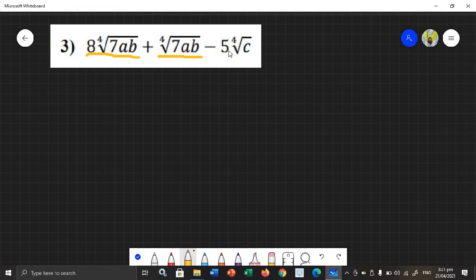Si 5 fourth root of c will remain. So what will happen here is we will be finding the sum of this one. So ang coefficient niya ay 8. And then i-add natin.